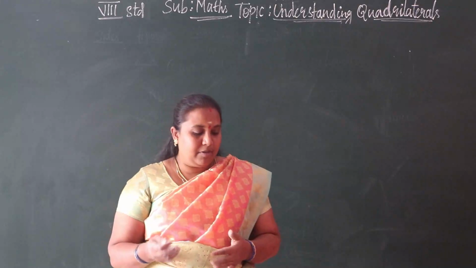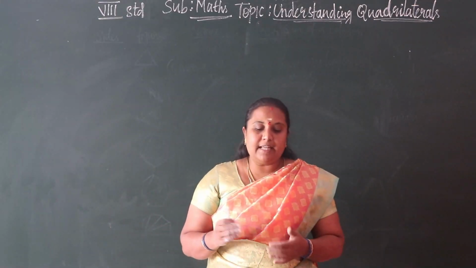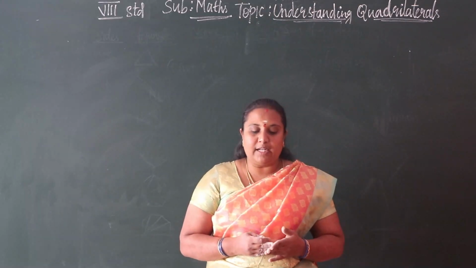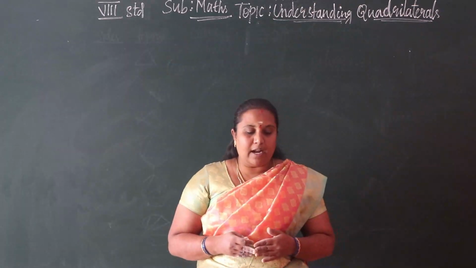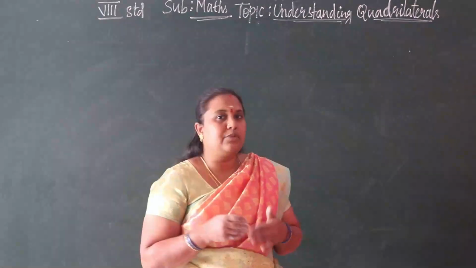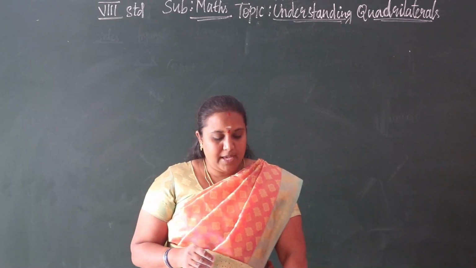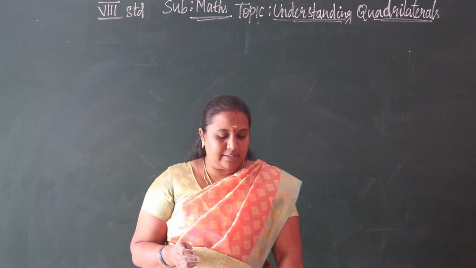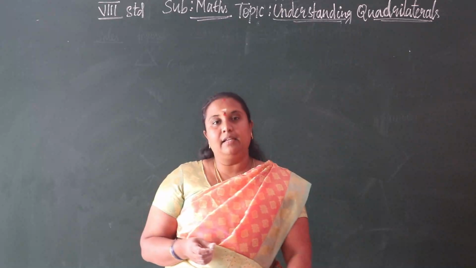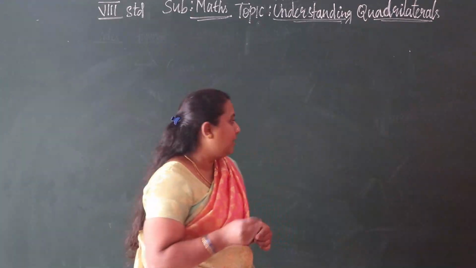As the same, here also we can write the sum of the exterior angles of a polygon. So here, let us do one activity. The sum of the exterior angles equals 360 degrees.